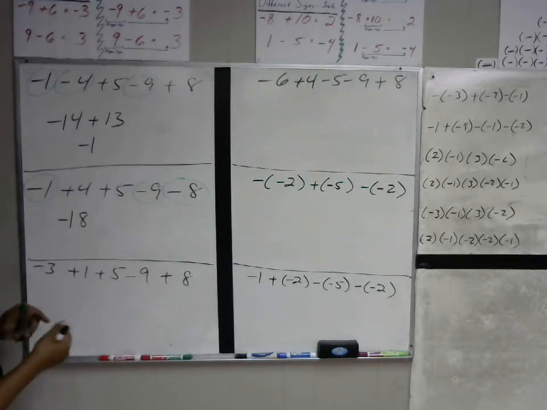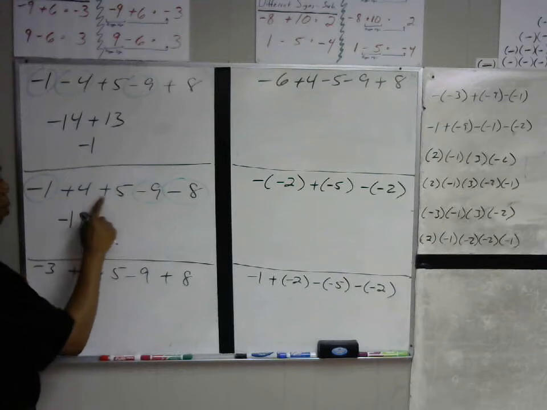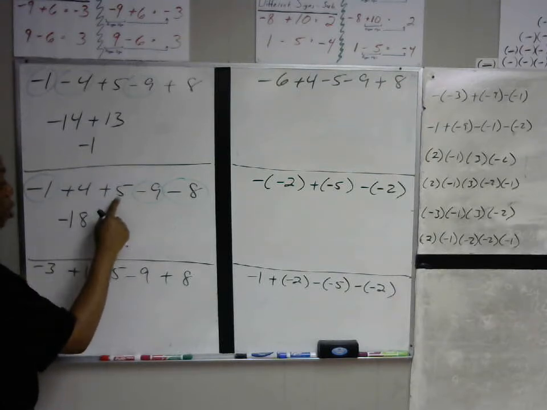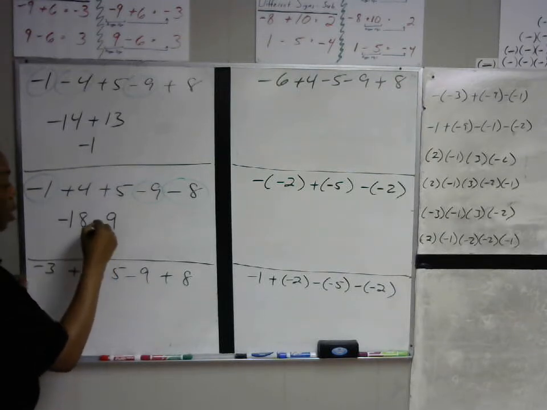Now I'm going to add all my positives. 4 and 5 are my positives. You add a 4 and a 5 together, you get 9. And that's going to be a +9.